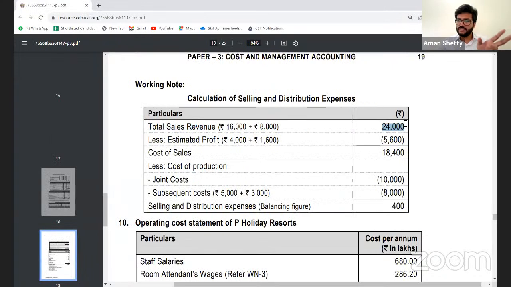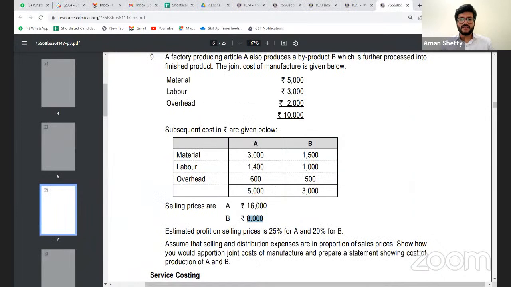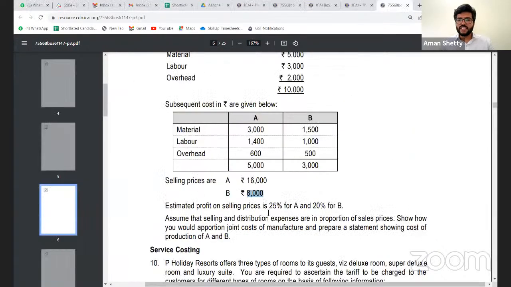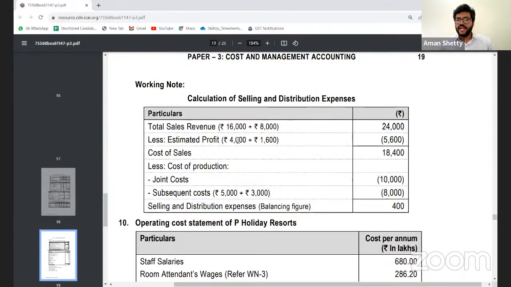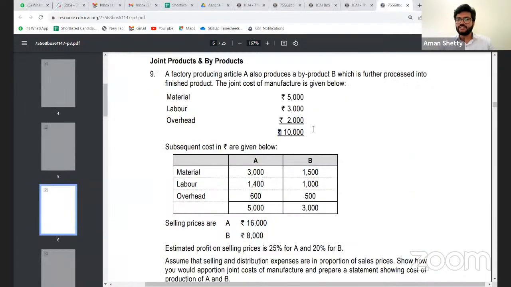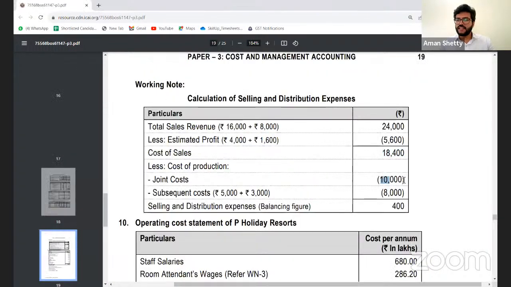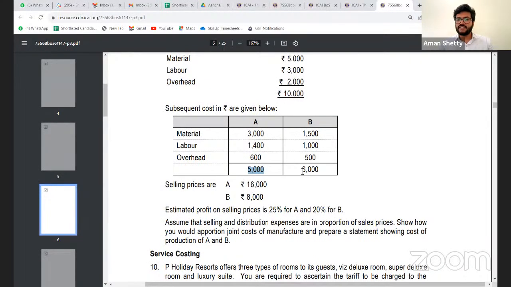Are you able to see both the screens, question and answer? Next, estimated profit they've given here, 25% for A. So 25% of 16,000 is 4,000, and 20% of 8,000 for B is 1,600, total 5,600. Therefore, cost of sales is 18,400 less cost of production. Joint cost they've given here, 10,000, so that is minus 10,000. Less subsequent cost, which is 5,000 and 3,000.